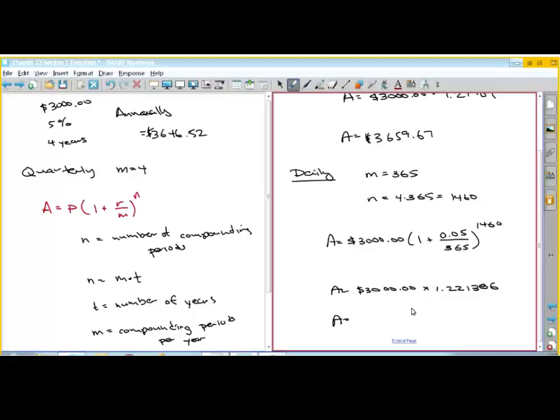So multiply by 3,000, and I get $3,664.16. Again, it's a little bit more. It's now $5 approximately. So going from yearly to quarterly, I get another $13 in 4 years. Going from quarterly to daily, I get another $4.50.